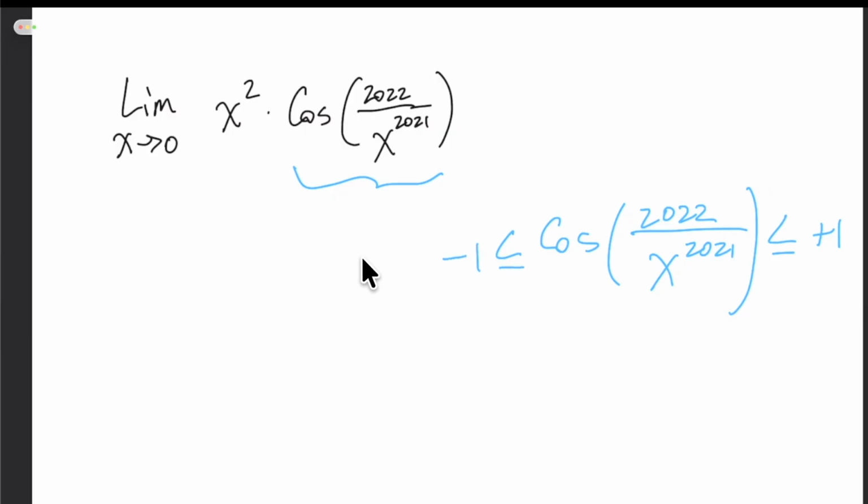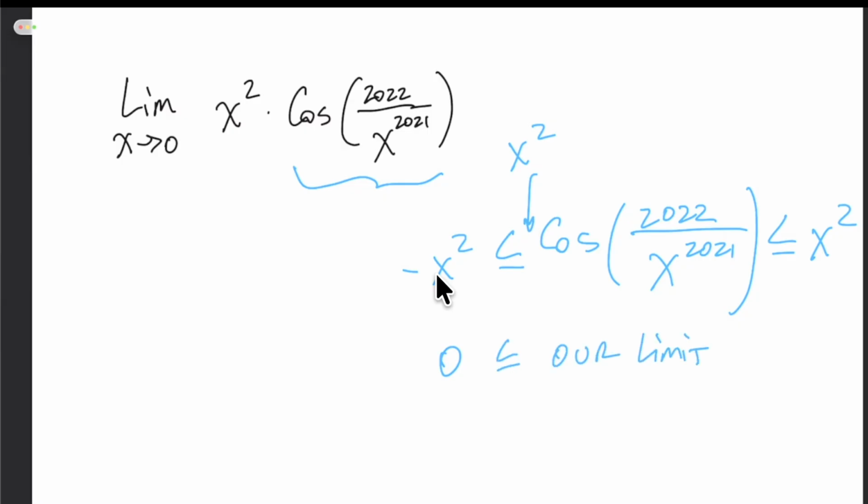Okay, so if we multiply through by x squared, this becomes negative x squared, and this becomes positive x squared. And now we have x squared here, so that is indeed our limit. Now when we plug in 0, again, we're going to have 0, then our limit, and then 0 again. So our limit is going to go to 0.